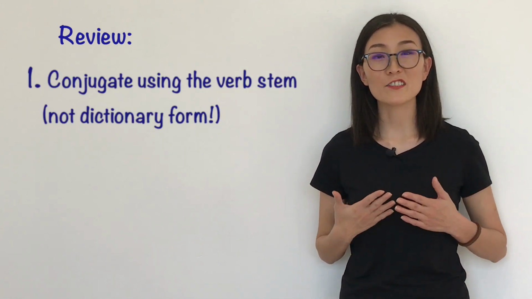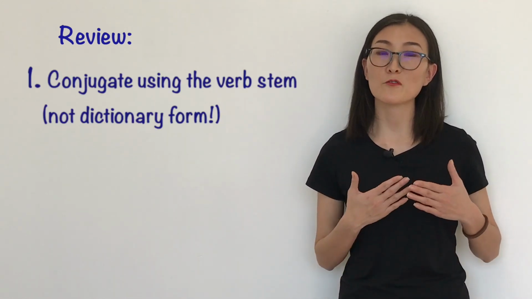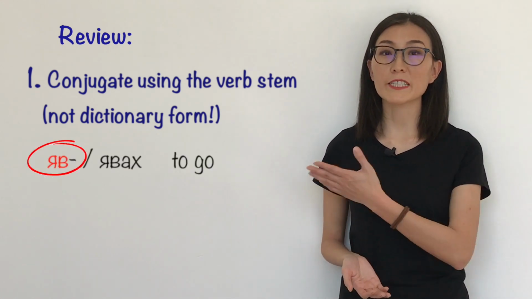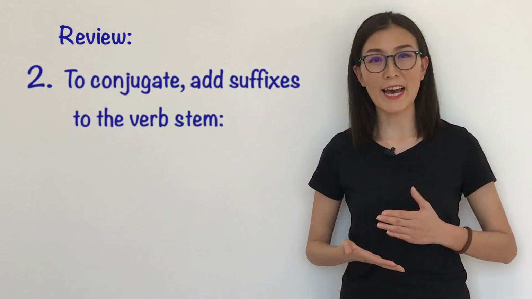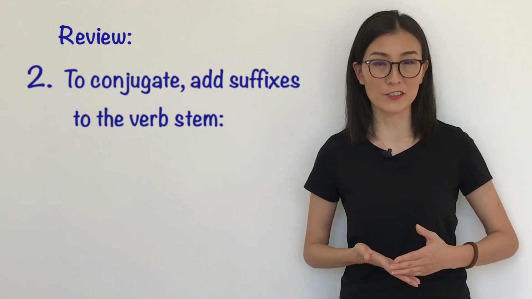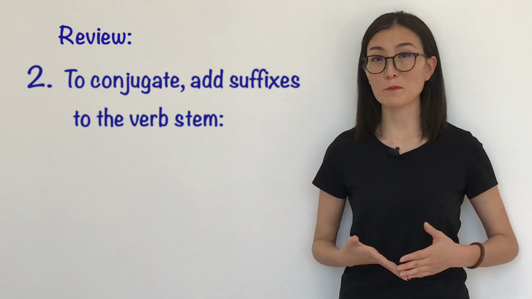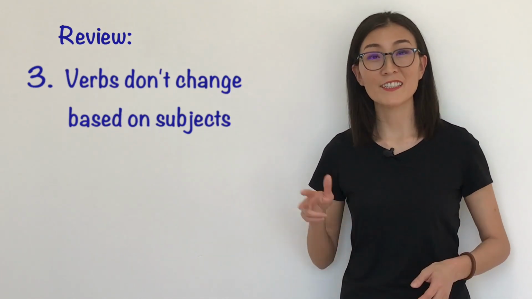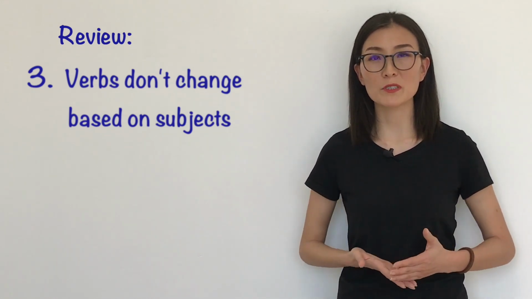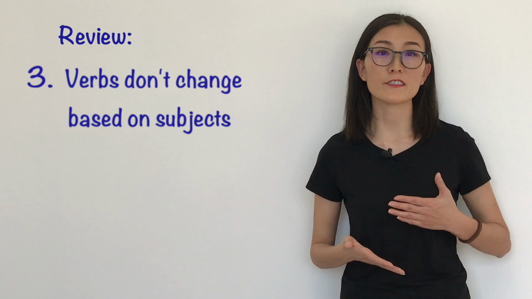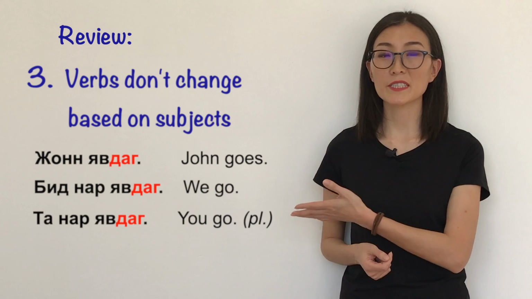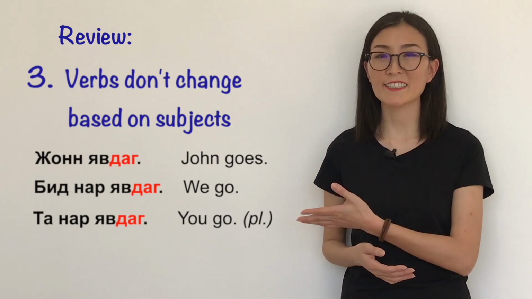Number one, in order to conjugate the verbs, we need the verb stem, not the dictionary form. For example, you will conjugate from yaw, not yawach. Number two, to conjugate, you just add the tenses or other ending suffixes to the verb stem. For example, yavsan, yawan, yavdag, yavjin. Number three, there is no person marker, which means the verb is not changed based on the subject of the sentence. For example, John yavdag, бид нар явдаг, or та нар явдаг.